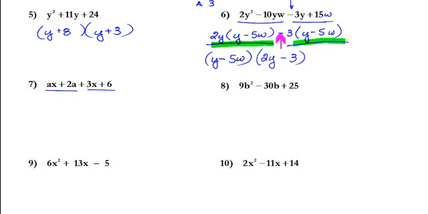Look at the first two terms, pull out the greatest common factor, and write what is left from those two terms. Then, from the last two terms, factor out the greatest common factor and write what remains from the last two terms.